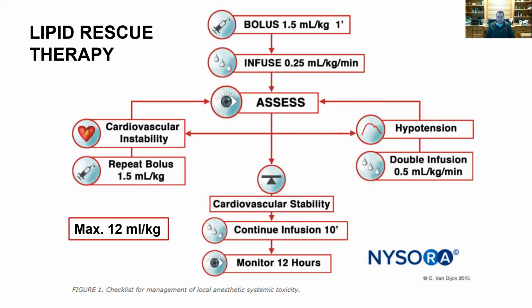Overall, you're not supposed to give more than 12 milliliters per kilogram, but that allows 2 boluses and probably 30 minutes of running it at half a milliliter per kilogram. So there's quite some time with that. It is surprisingly effective if local anesthetic toxicity is really the cause of the hemodynamic instability. There is a high percentage of patients who come back with good neurologic outcomes.